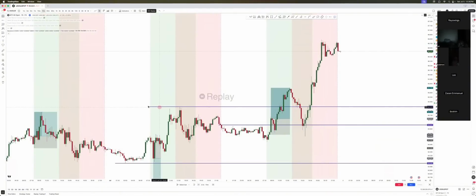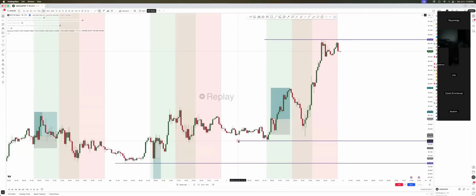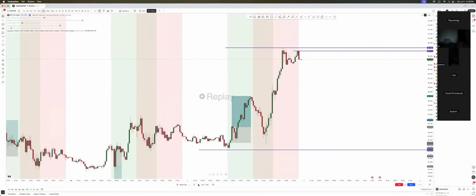Same thing, same rules, same principle. This point here, then the closing price is here. This is the closing price. So let's wait and see what price is going to do. Remember, London session. We're going for the London session. So let's wait. London session.